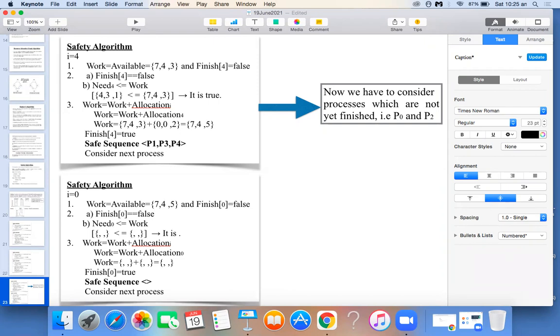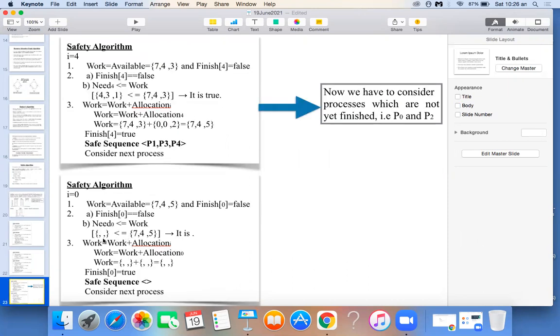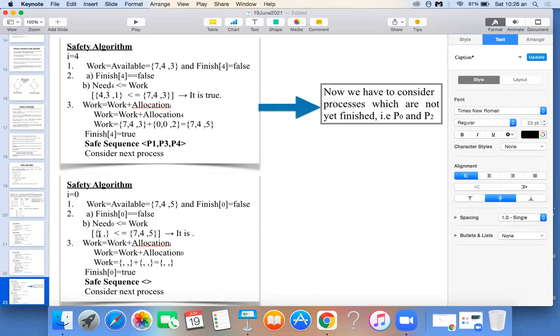Apply step number 2. Need of 0 is less than or equal to work, we have to check now. 7, 4, 5. What is your need of 0? Check here. What is need of 0? 7, 4, 3. So write that one. 7, 4, 3. Is it true or false?